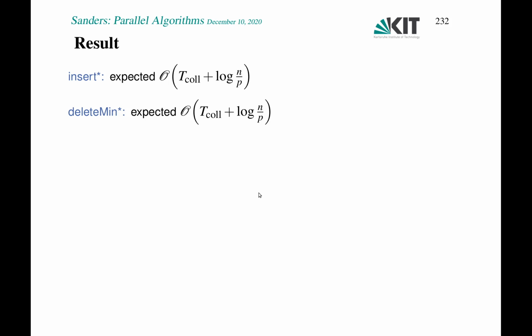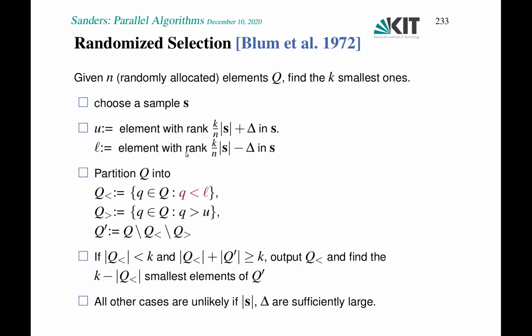So what we get overall is that we have a bulk insert operation in time order T collective plus the time for a constant number of local operations, and the same for the delete min star, which is asymptotically speaking the best we can hope for. I mean, these constant factors are not really small, but it's also not completely out of the question to implement and use that.